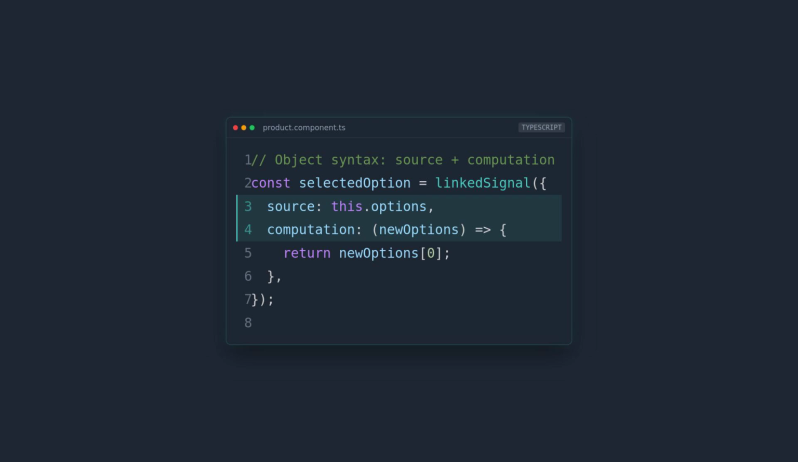This looks like more boilerplate, and for simple cases it is. But the object syntax unlocks something the shorthand cannot, the second parameter. That second parameter, previous, is the single most important feature in linkedSignal for production code. It separates a tutorial-grade signal from one that actually preserves user context. Let me show you why.